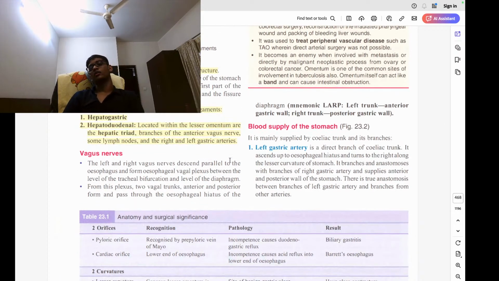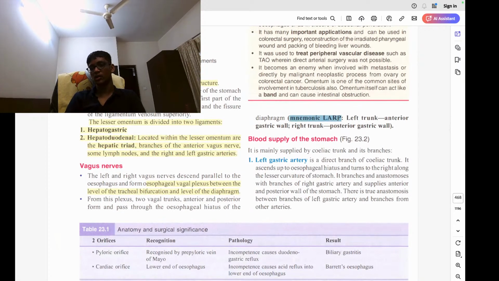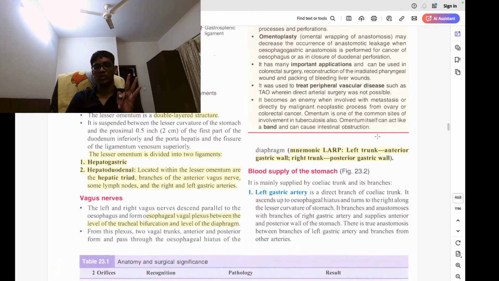Then the vagus nerve. The right and left vagus nerves descend parallel to the esophagus and form the esophageal vagal plexus between the level of tracheal bifurcation and the level of the diaphragm. From this plexus, two vagal trunks, anterior and posterior, pass through the esophageal hiatus of the diaphragm. The mnemonic is LARP: left trunk is anterior gastric wall, right trunk is posterior gastric wall.